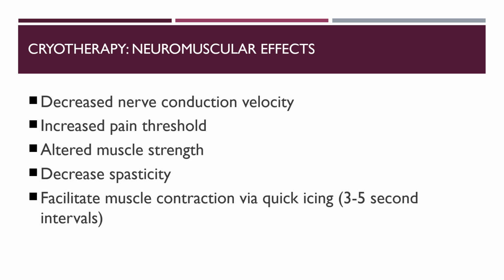The last thing here is facilitate muscle contraction via quick icing, 3 to 5 second intervals for about 5 minutes. So if you have the opposite of an upper motor neuron lesion and you have something like a peripheral nerve injury and the nerve is regenerating and you're trying to facilitate more muscle action, you can use like what we just talked about with a quick stretch to the muscle, or you can use something like this quick icing technique to try to increase that alpha motor neuron excitability and get more muscle action out of that.